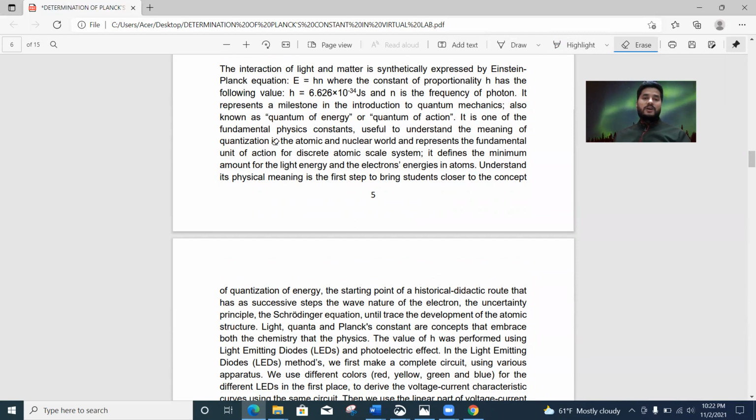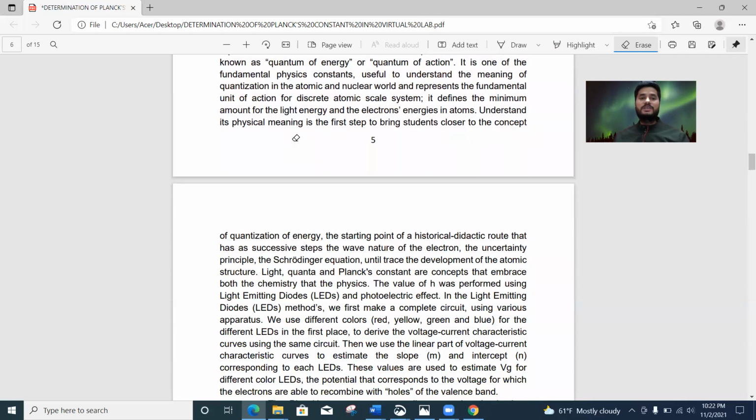It is one of the fundamental physical constants used for understanding the meaning of quantization in the atomic and nuclear world, and represents the fundamental unit of action for discrete atomic scale systems. In atomic scale systems, this h gives us the quantization. Quantization means the value of energy in the different levels of the atomic scale.